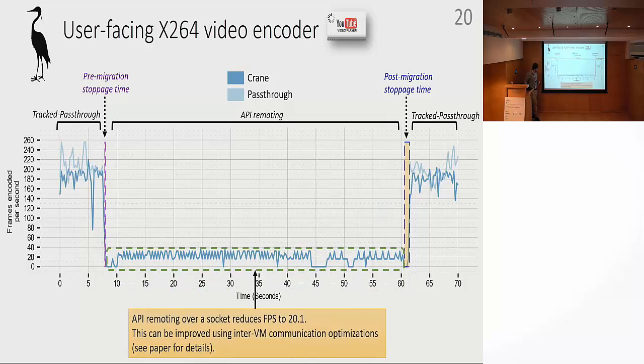Next, it's worth noting that during API remoting, since we're performing communication over a socket between the two VMs on the source host, we have only about 20.1 FPS. However, this isn't an inherent limitation of Crane. We could have used shared memory inter-VM communication optimizations. So this is an optimization for future work. See the paper for details.